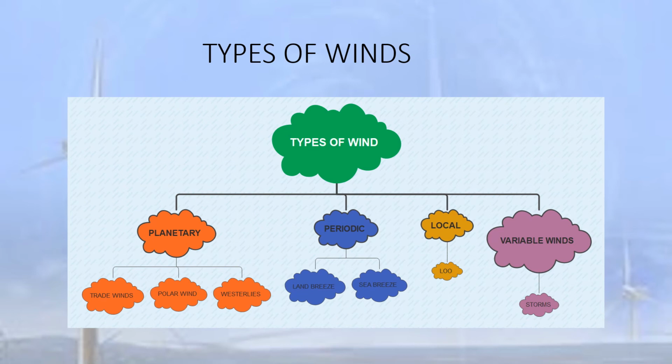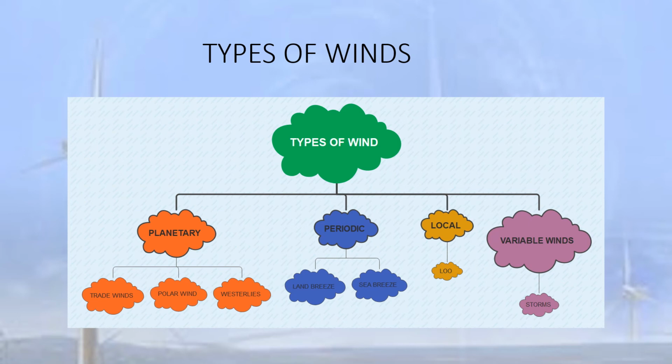Periodic winds are also known as seasonal winds, and these are those winds that blow in a particular direction during a particular period of time. They are of two types: land breeze and sea breeze.